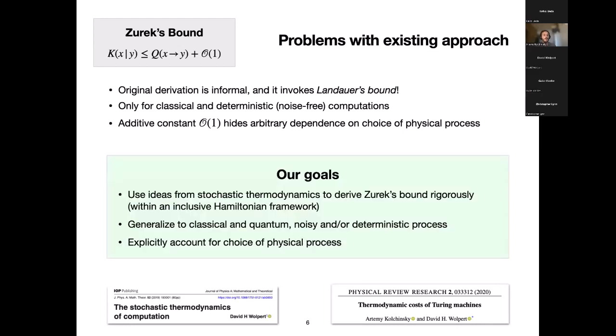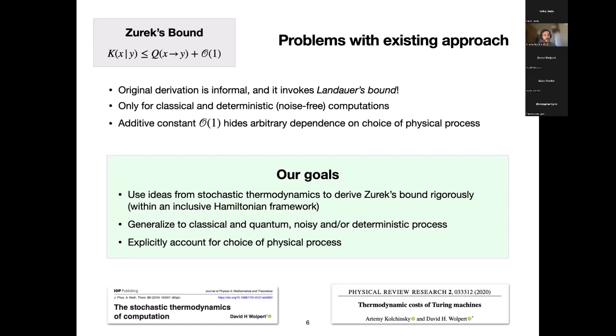And so my goal here is to use ideas from stochastic thermodynamics to derive a generalized version of Zurek's bound. And I'm going to derive it rigorously within an inclusive Hamiltonian framework. Our derivation will generalize immediately to classical and quantum, noisy and deterministic processes, and will explicitly account for the choice of physical process, and in particular what I will call the complexity encoded into the process.